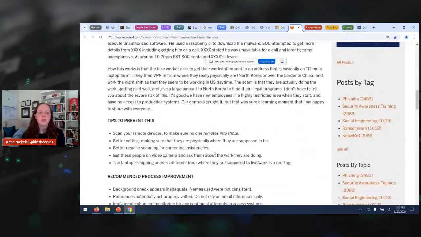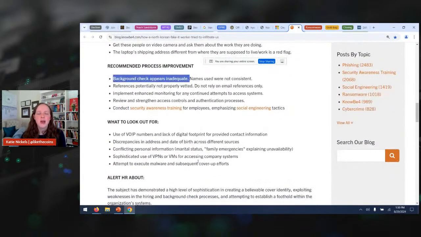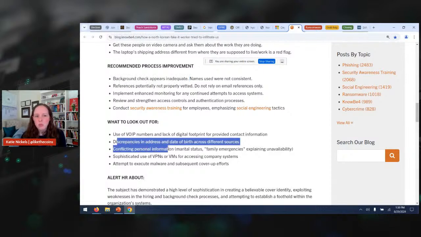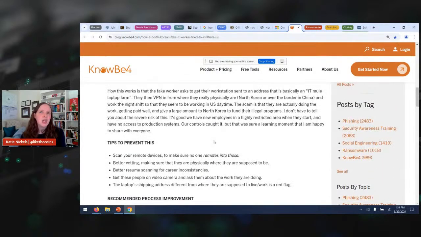And I appreciate the team at KnowBe4 gave tips, right? They did background checks. Seems like they were inadequate here. Thinking about what you would look for if you're hiring this kind of profile: weird discrepancies in their personal information, right? Or, yes, if a new employee starts to execute malware, you should probably be asking questions about that. So if you hire IT workers, definitely check this story out. It's a fascinating one. And I think it's a good example of how sometimes it's challenging as cybersecurity people. We often will just focus on, okay, cool, what does the EDR sensor detect?